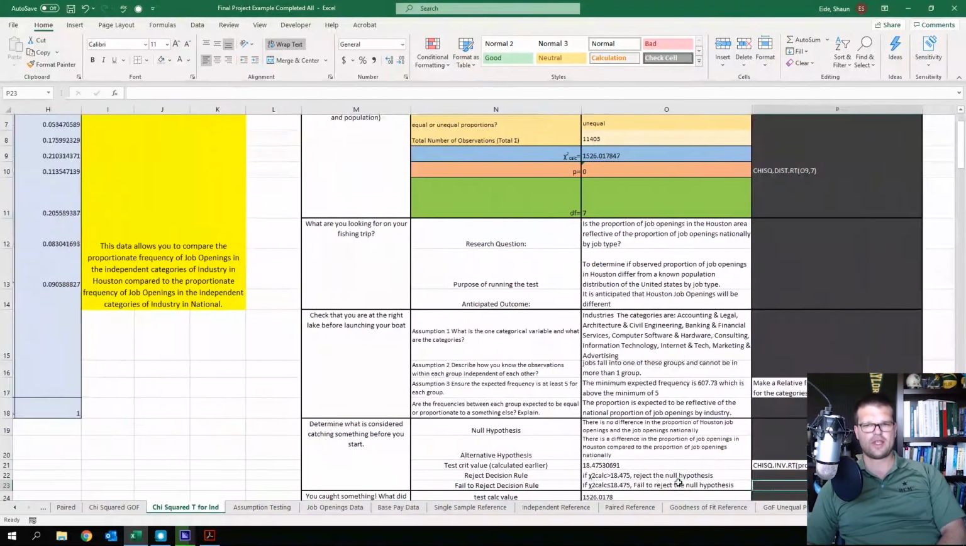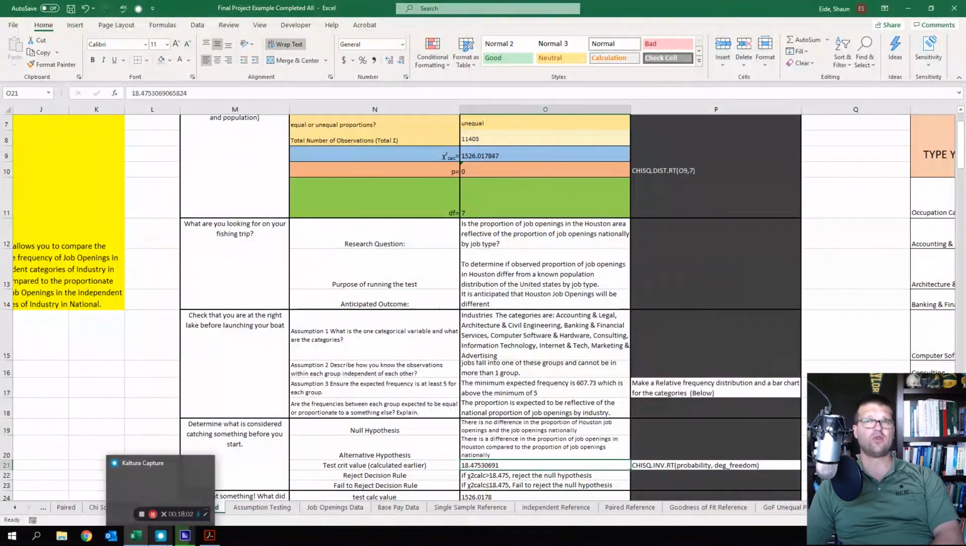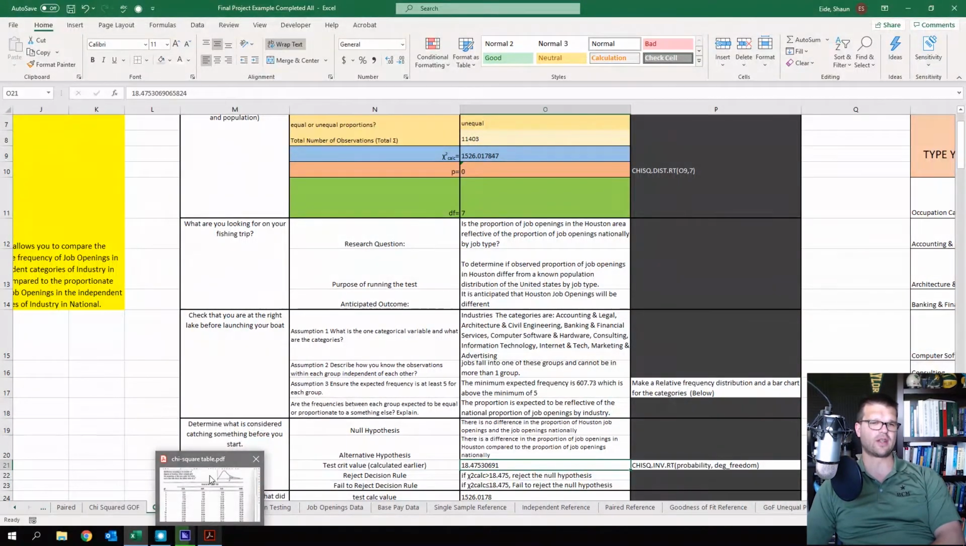So for the test critical value, remember the critical value is when you hit that value, anything beyond that value means that there is a difference between the observed and the expected. Anything before that value means that there's not a difference. Anything beyond that value, you reject the null hypothesis. Anything less than that value, you fail to reject the null hypothesis.